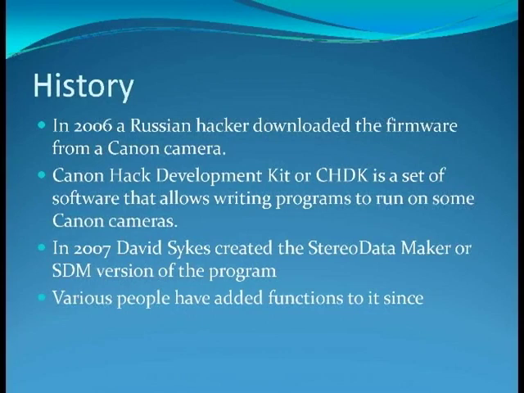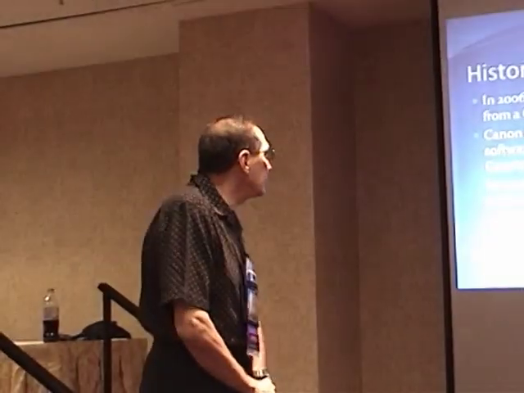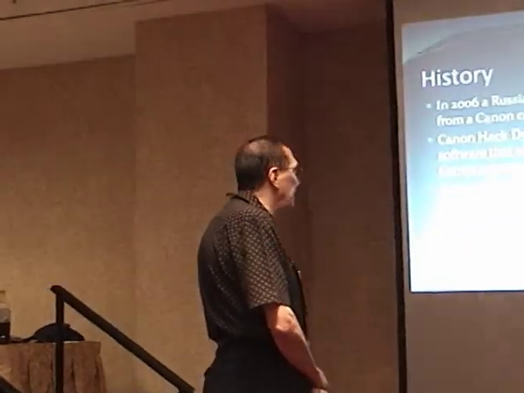StereoData Maker started when a Russian hacker decided he would like to have access to some of the functions in his Canon camera that Canon wouldn't let him have, but he knew were there, like high shutter speeds and different apertures and bracketing shooting and things like that. So he spent about a year downloading the software, figuring out a way to get the software out of the camera, and decoding it, which is an incredibly labor-intensive, insane project to undertake. And what came out of it was something called the Canon Hack Development Kit.